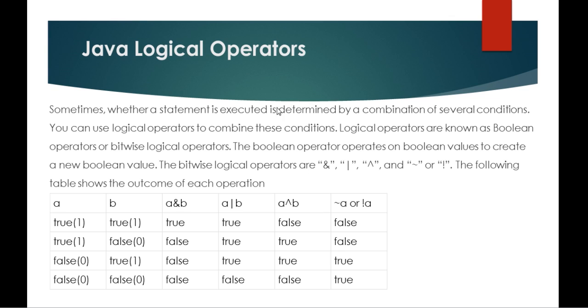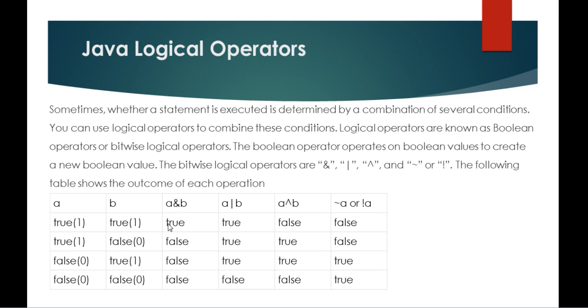So, this is our truth table sa ating logical operator. If both conditions are true, pag ginamit natin yung AND, it will be true. Pag ginamit natin yung OR, it will also be true. Pag ginamit natin yung bitwise operator, that will be false. And pag ginamit natin yung NOT operator, that is false. We also had, again here, true and false.